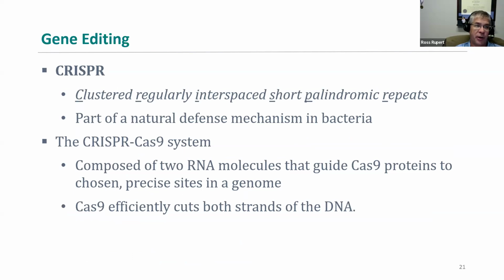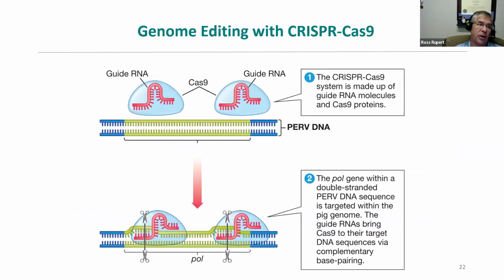CRISPR stands for Clustered Regulatory Interspace Short Palindromic Repeats. It's part of the natural defense system of bacteria, and bacteria use it to kill and mutate foreign invaders. But by hijacking that, using the CRISPR-Cas9 system, you can edit the gene of your choice. So you give it the RNA that allows it to attach to those parts of the gene that you're interested in. The Cas9 protein does the cutting, and what you end up doing is taking that gene that you want to edit and you modify it.